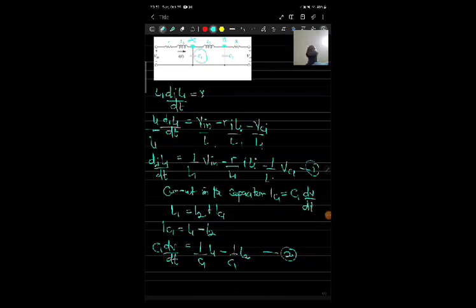The next step, we are done with the loop with node 1, this node. So we are moving to the second node. Since we applied KVL to node 1, we apply KVL to node 2.